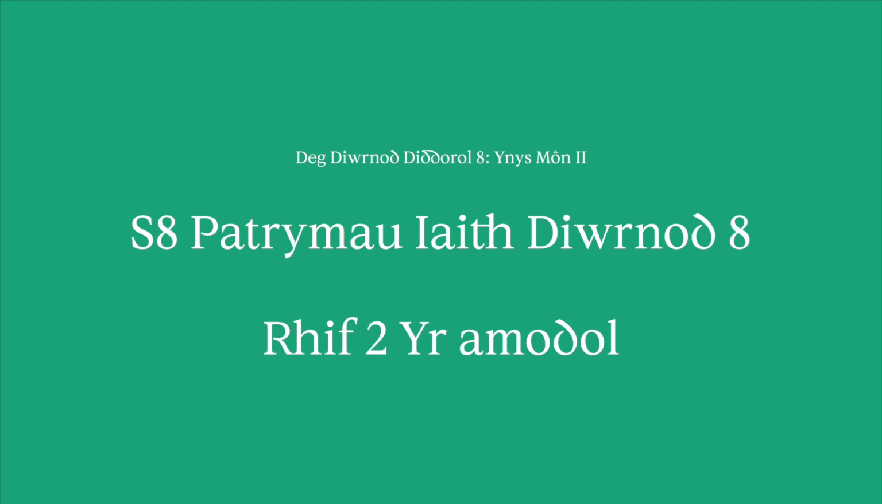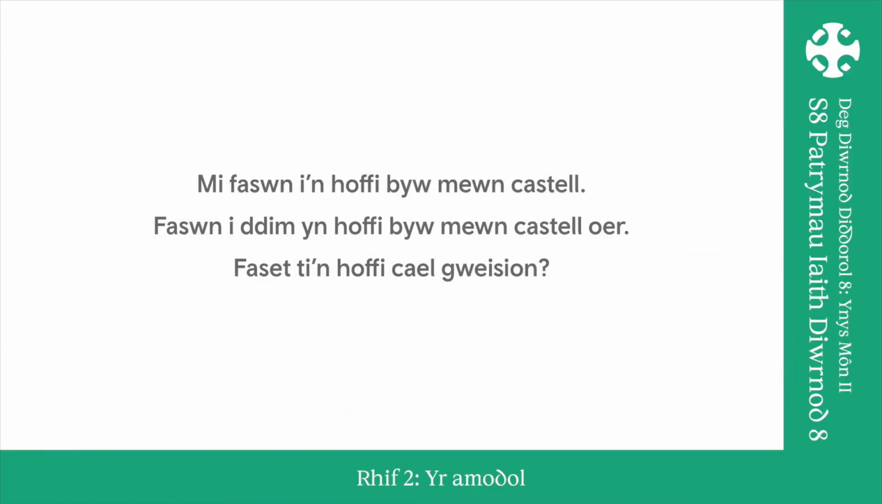Rhif 2. Yr amodol, the conditional. Previously, we have used the conditional. This tense uses a form of bod, baswn, meaning would. Mi faswn i'n hoffi byw mewn castell. Faswn i ddim yn hoffi byw mewn castell oer. Fasa ti'n hoffi cael gweision?